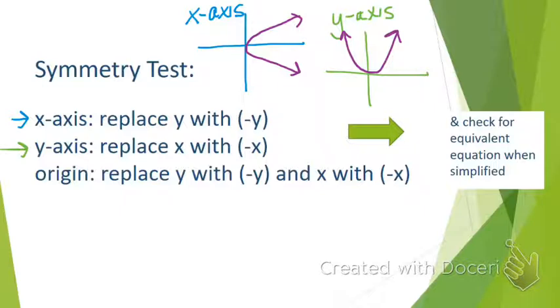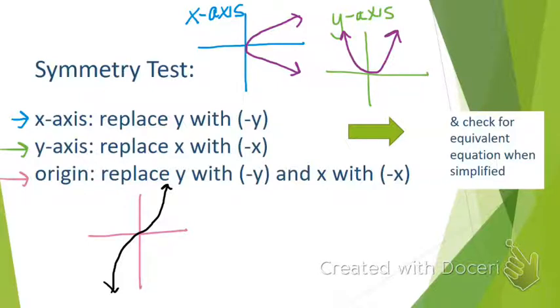And the third type of symmetry we don't really talk about often, and that is symmetry with the origin. An example of a function that has symmetry with the origin is a cubic function. The way you can determine if it has symmetry with the origin is that if you can rotate it 180 degrees and it matches up exactly the same, then you can tell that it has symmetry with the origin.